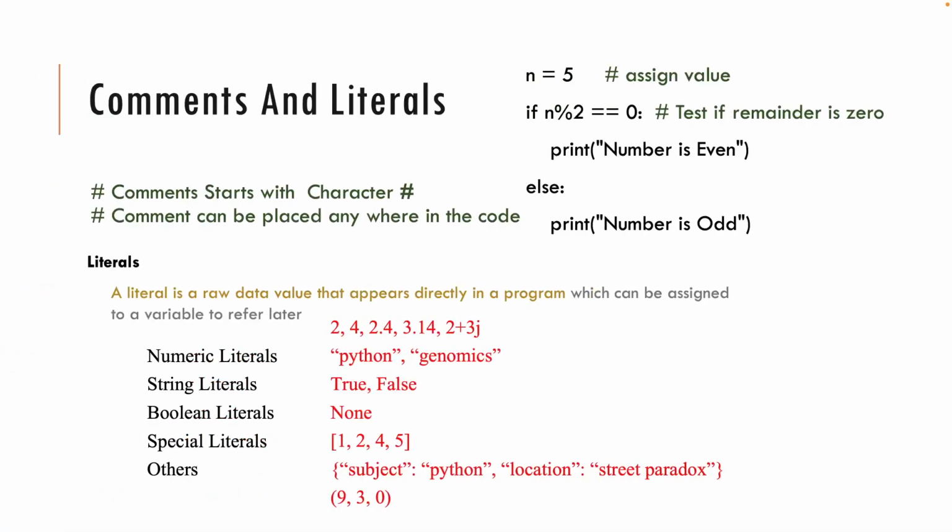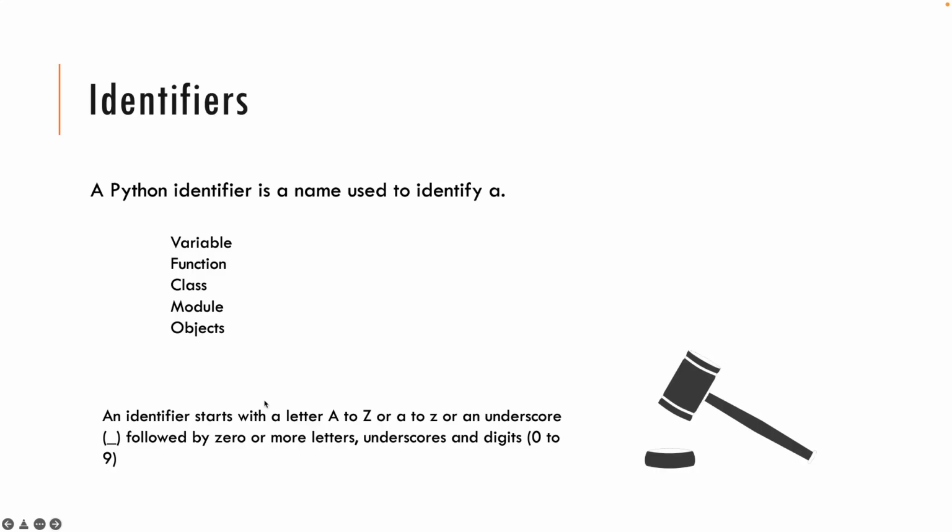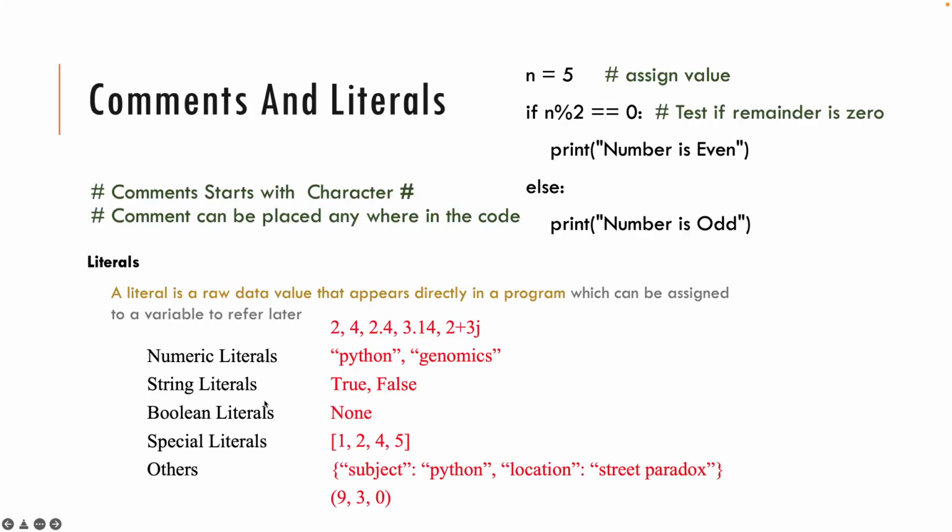Likewise, there are different literals in Python, and according to type, there are different literals ranging from string literals, numeric literals, boolean literals, special ones such as None, and others such as list, tuple, dictionaries.